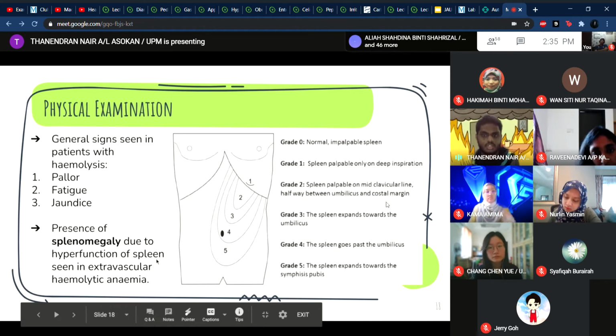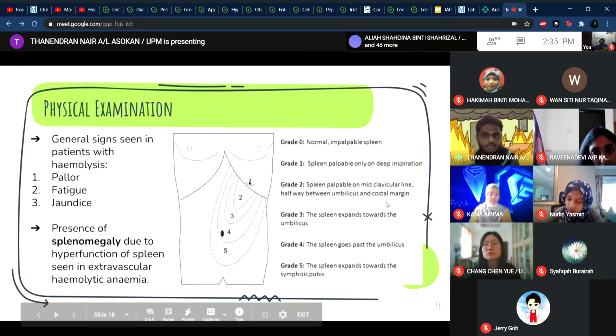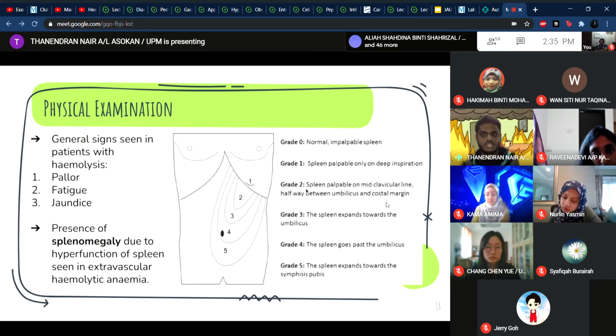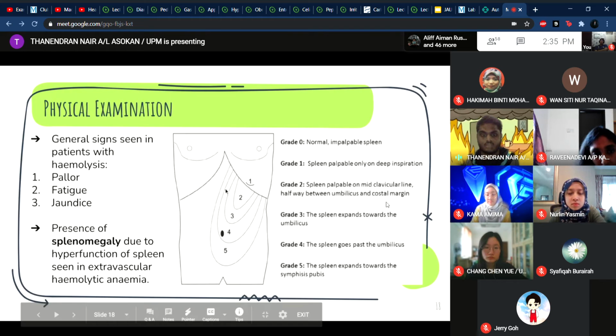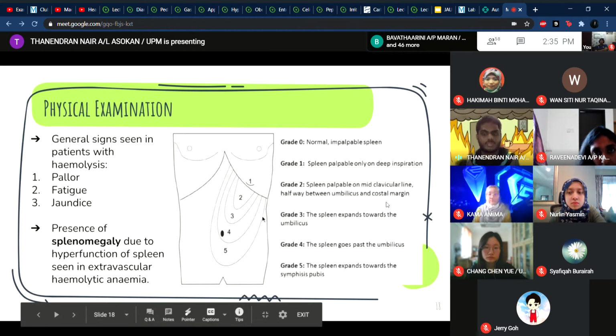So in grade 0, there is a normal impalpable spleen. Grade 1, spleen palpable. Grade 2 is palpable at the mid-clavicular line. Grade 3, the spleen expands towards the umbilicus, over here you can see. Grade 4 goes past the umbilicus, this is the umbilicus, 4 goes past. And grade 5, the spleen expands towards the symphysis pubis. So in grade 5, the spleen is already huge, massive splenomegaly.